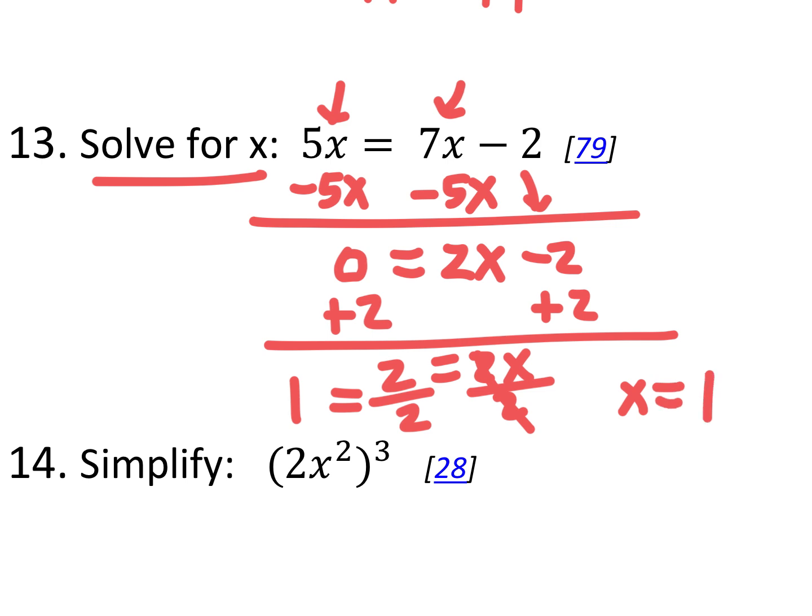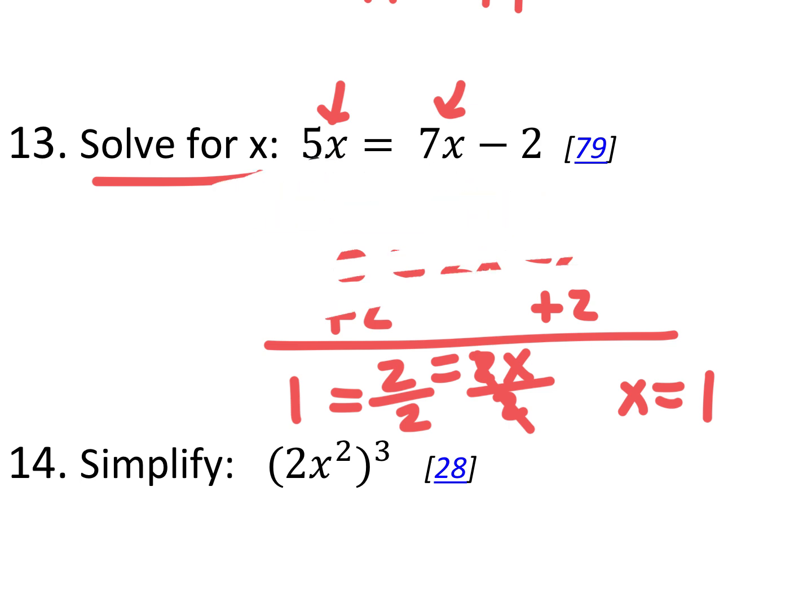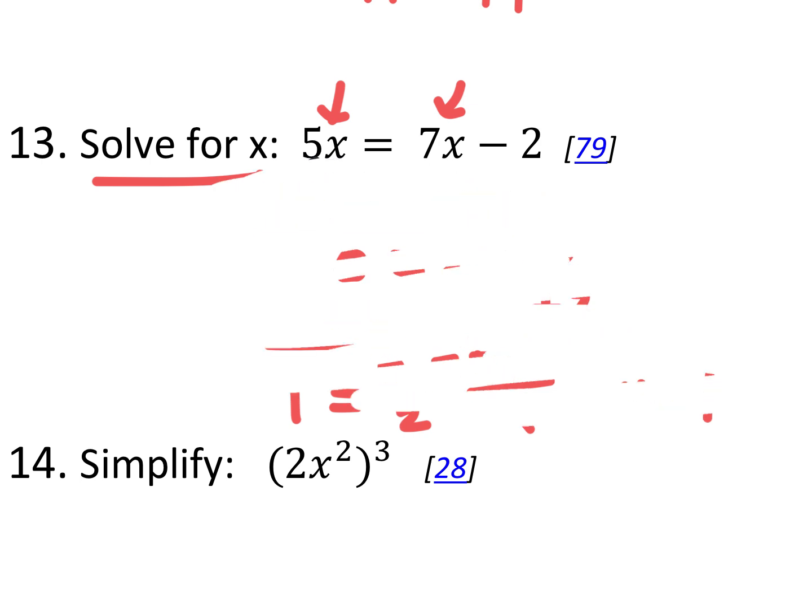Now, it would have been okay to solve this one a different way. You wouldn't have had to start with subtracting 5x on both sides. You could have subtracted 7x from both sides, and you'll get the same answer. Let me show you. It is not a law that you have to get rid of the smaller one. It just usually saves you some time.